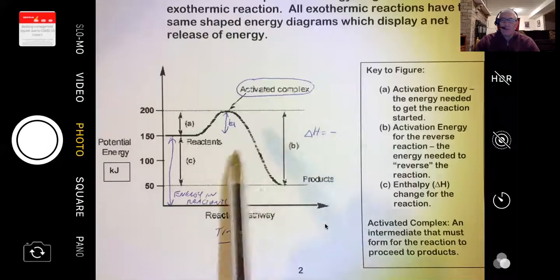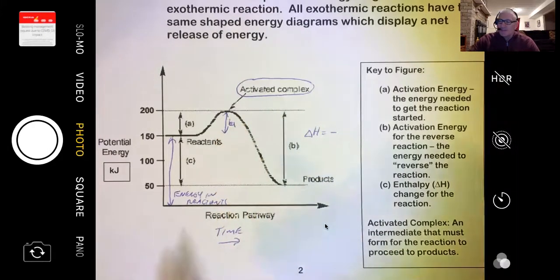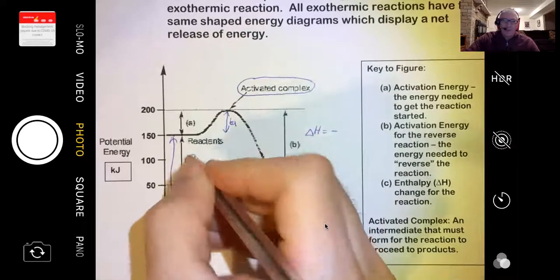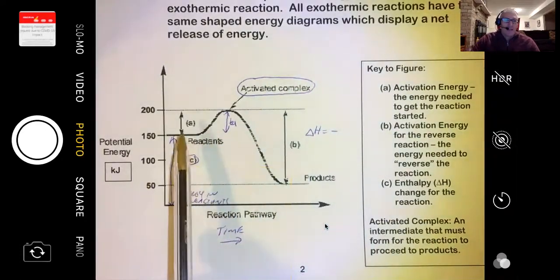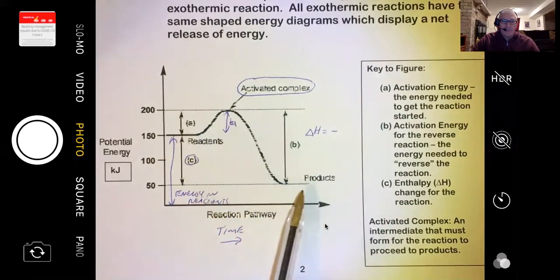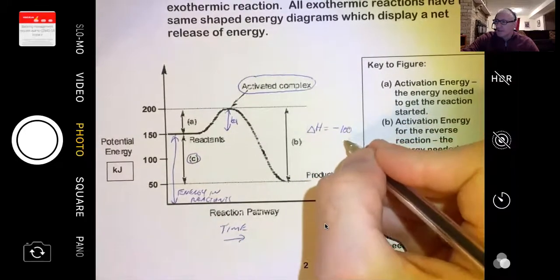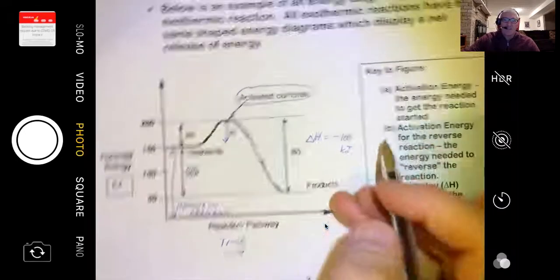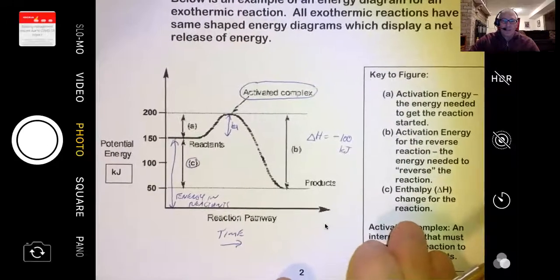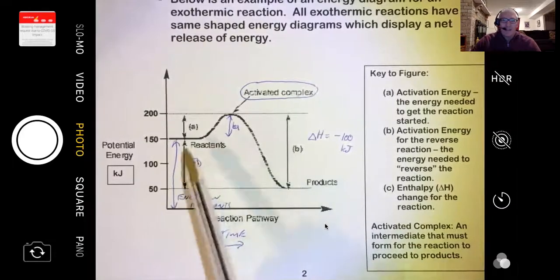All right, so now we come over here and we drop all the way down. So the difference in energy between the reactants at 150 and the products over here at 50 kilojoules represents the amount of change in heat, the amount of change in energy. So this one lost 100 kilojoules worth of energy. So this would be exothermic to the tune of negative 100 kilojoules. That is what we call an energy diagram.